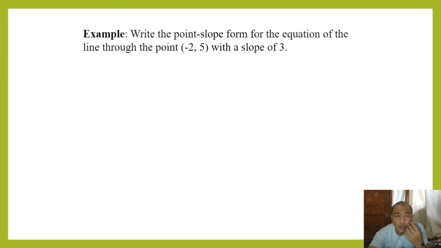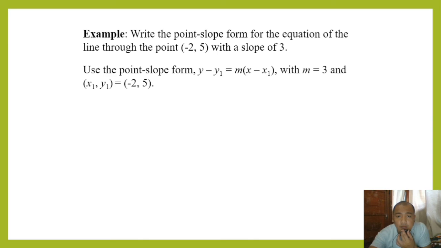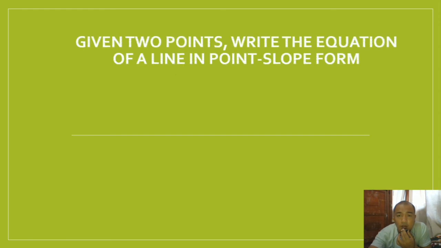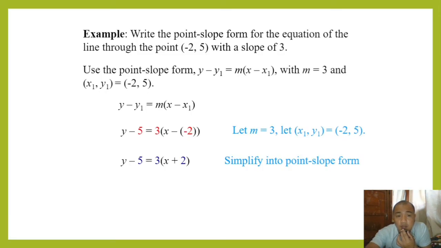Right. Okay, next, write the point-slope form for the equation of the line through the point (-2, 5) with slope 3. We use the point-slope form because given are the slope and a point. y - 5 = 3(x - (-2)), so y - 5 = 3(x + 2). That is the answer. This is the point-slope form of the equation through the point (-2, 5) with slope 3.